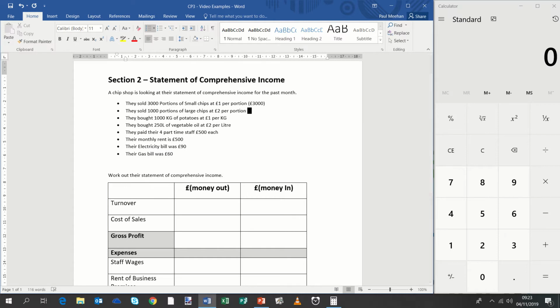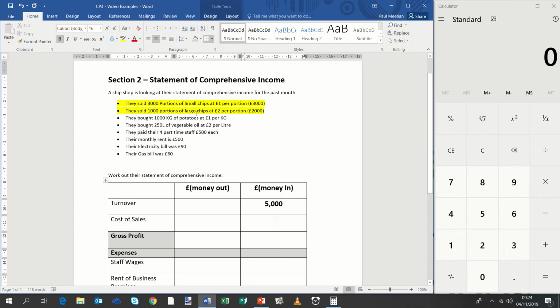And 1,000 portions of chips at £2 is going to be £2,000. So what I need to do is add those two together. I'm going to highlight these yellow to show that I've worked through them. You can scribble on things in the exam paper to show your working out. So add these two together to give me my turnover, what was sold and the price they sold it for. So 3,000 plus 2,000 gives me a turnover, and remember, it goes in the right hand column: 5,000. Nice and straightforward there.